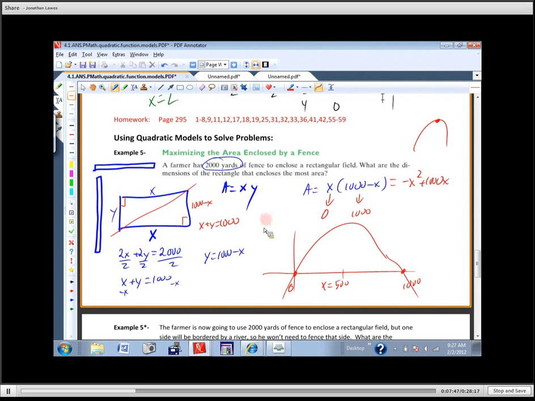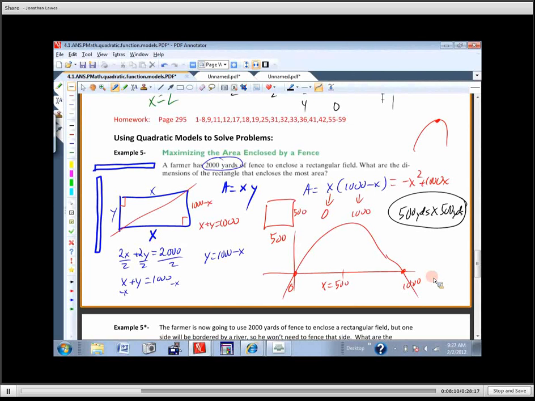Well, this is what X is. So that means our rectangle has to look like this. If this is 500, we just figured out what X is. X has got to be 500. What's this got to be? 1,000 minus 500, so that's going to be 500 also. So the dimensions are 500 yards by 500 yards. That's the answer. It says, what are the dimensions?